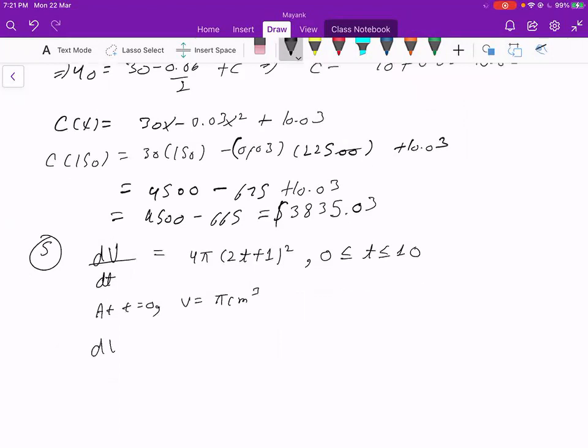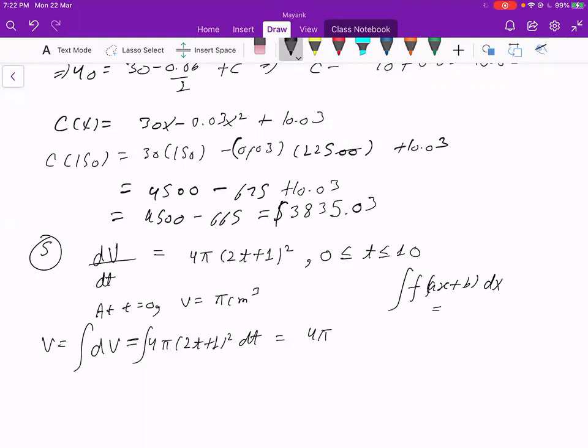This is pretty straightforward. They have given the differential, so you can find the integral. Your volume integral dV is going to be 4 pi. Did you have trouble with integrating this thing? So now this is of the form of ax plus b. f of ax plus b is integrated to give you capital F of ax plus b, and you also have to divide by a.